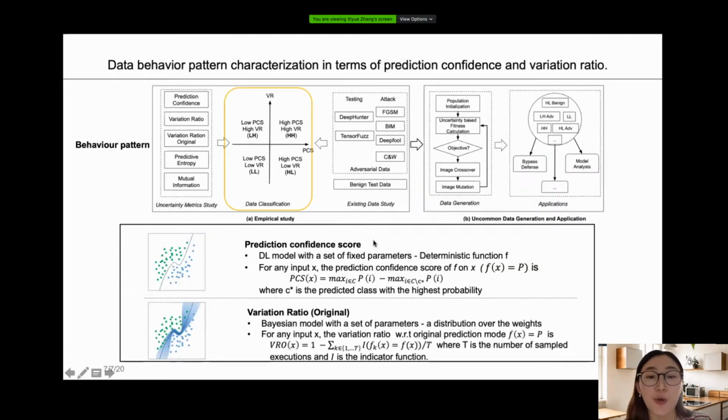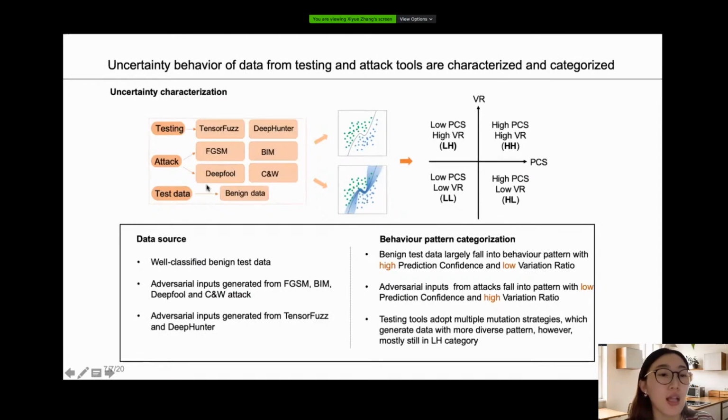Based on the numerical study result, we select the prediction confidence score and the version ratio to characterize the data inputs. They can be calculated following the formal definitions. The data for characterization are collected from multiple sources. We adopt 4 attack methods and 2 testing techniques to generate the adversarial inputs. The well-classified test data are the benign inputs.